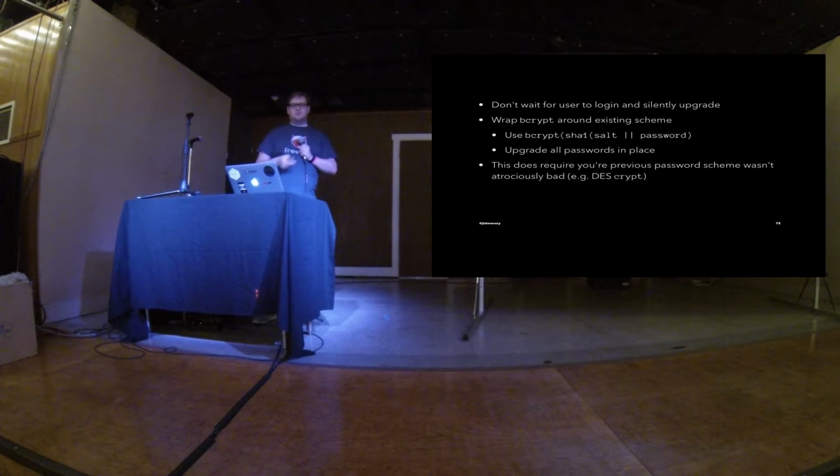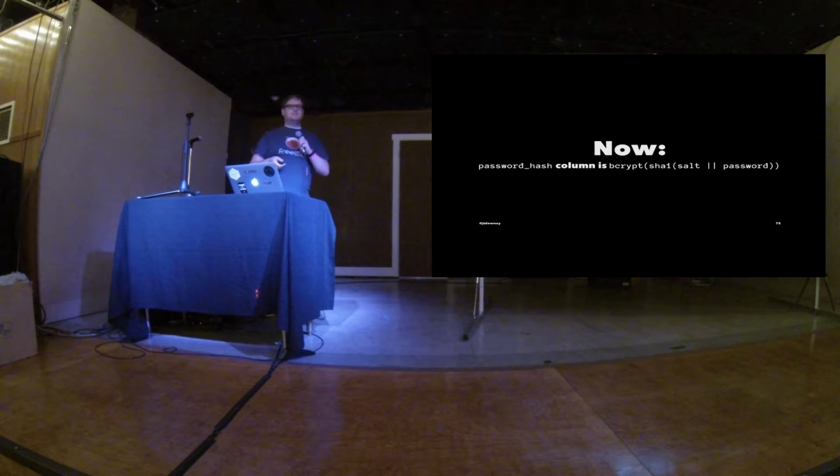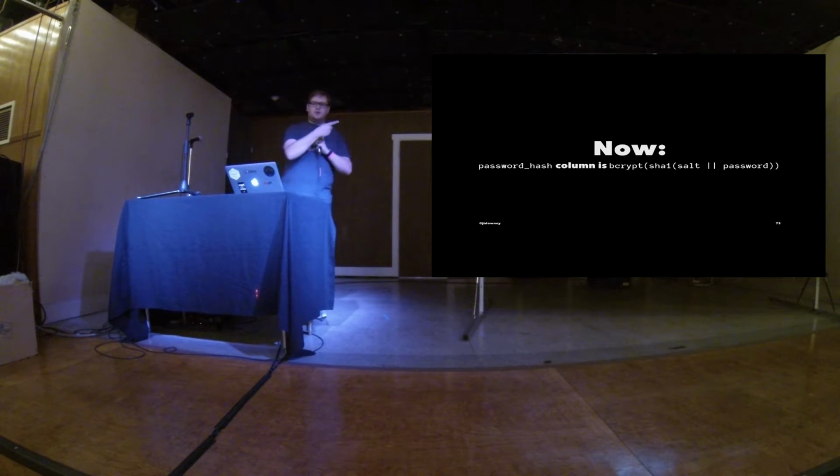So don't wait. My recommendation is if you have a reasonable system that wasn't as incredibly bad as something like Descrypt, which, if you don't remember, cuts passwords off at 8 characters, just wrap bcrypt around the existing system. Your system becomes bcrypt of SHA-1, and upgrade all your passwords in place, done. Because users who don't log into your system deserve password security as well. So the password hash column is now bcrypt of SHA-1 of salt plus password. And this is generally reasonably fine. If you want to migrate them to just bcrypt as they log in, that's fine. But at least your users who don't log in will be in a better position.